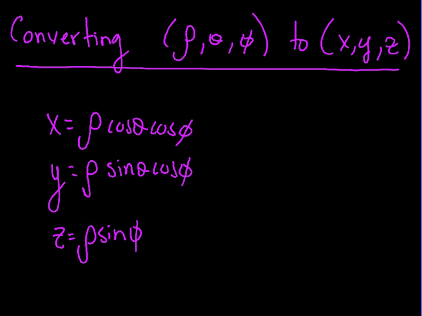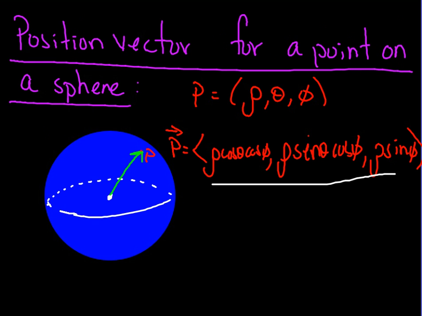Now, why do I need to convert from rho, theta, phi to x, y, z? Because in order to calculate the distance between two points on a sphere, I'm going to assign a position vector for each of those points. So how do we do that? Well, in order to find a position vector, we're going to need its rectangular components, and that's where the conversions come in very handy. So, if we have a point rho, theta, phi on a sphere, the position vector will be given by the rectangular conversion of these points, and it looks something like this.